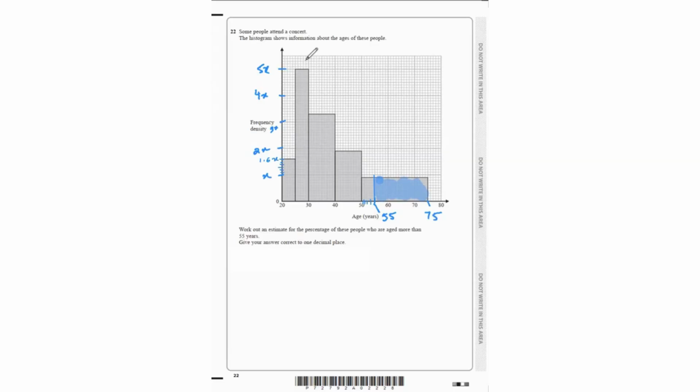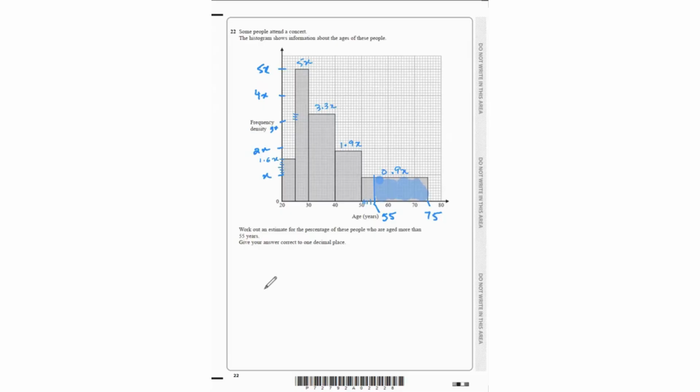1.6x. That's 5x. That's 3.3x. That's 1.9x. And this is 0.9x. So these are your frequency densities for each bar.